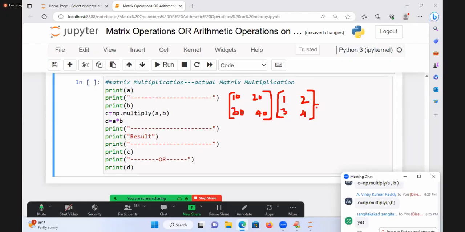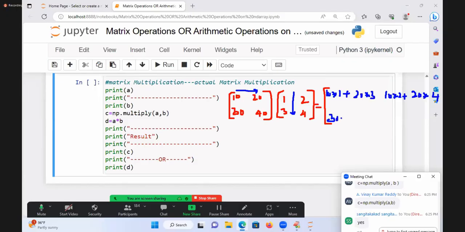Dear students, now we go for multiplication. What is the original matrix multiplication? Each row is multiplied with every column. Start here: 10 into 1 plus 20 into 3. Next, 10 into 2 plus 20 into 4. Next, 30 into 1.